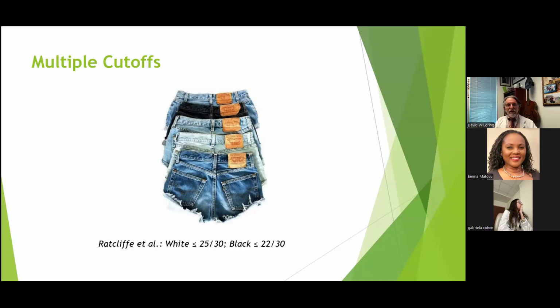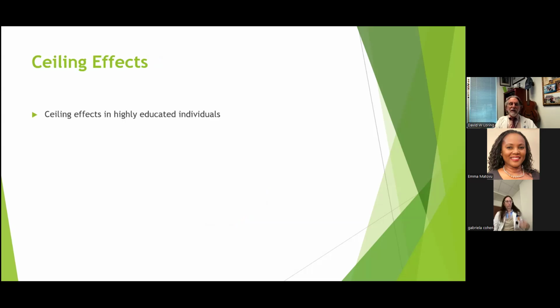Now, the cutoff that Ratcliffe reported from that study was a white cutoff of 25 out of 30 and an African American cutoff of 22 out of 30. These were recommendations on these articles, and there's actually a number of different recommendations out there, suggestions based upon different samples and different cohorts that are suggesting something slightly different. But the important message, I think, here is that based upon cultural, educational backgrounds, things like that, there are going to be differences in how various people will perform on tasks.